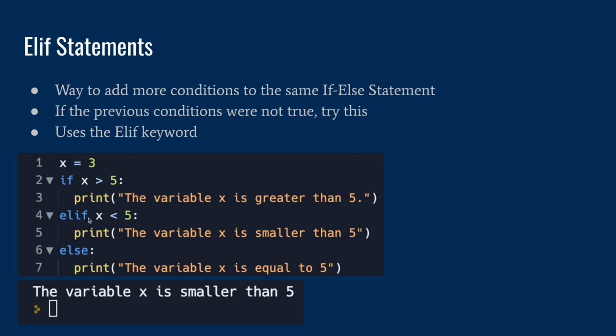And then we add an elif, which is the same execution as an if statement. So elif x is smaller than 5, and it shares the same syntax as well. Print the variable x is smaller than 5. And then it goes to the else, which if it's not greater or less than, then it must be equal to. So the else is basically a fallback. If none of the previous conditions are satisfied, it will go to the else statement.